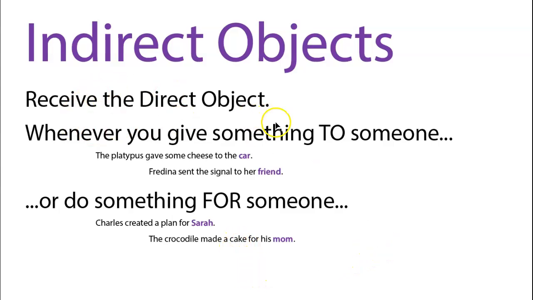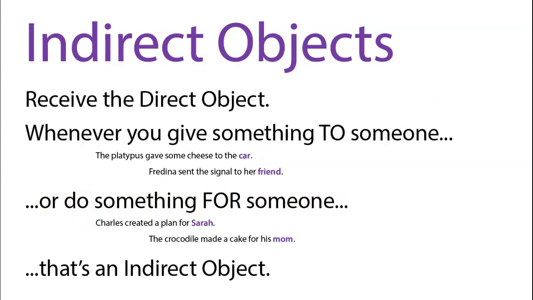So, whenever you give something to someone or do something for someone, that is an indirect object. We're going to practice a bunch with this. Ready, set, go.